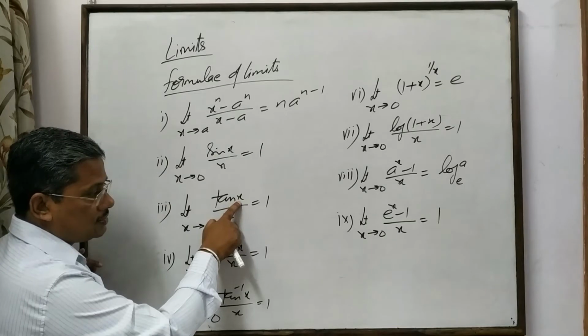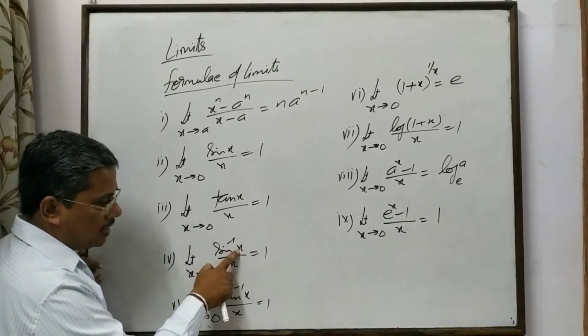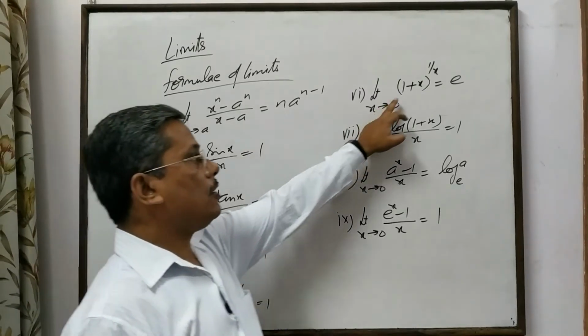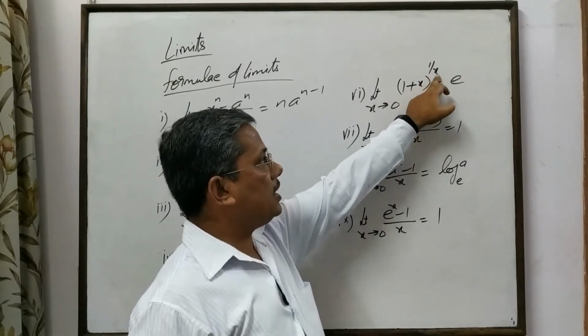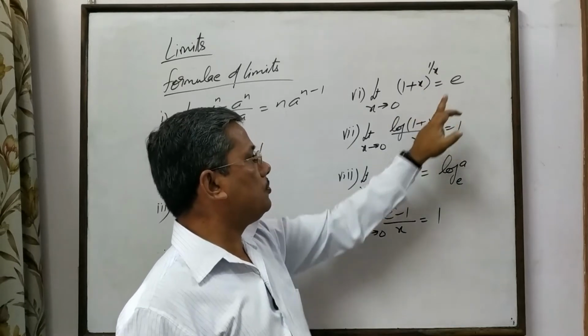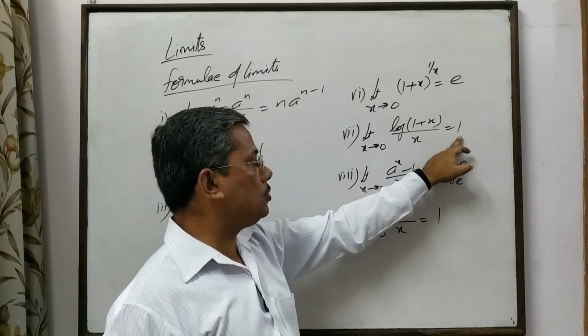of tan x should equal the denominator, and that should tend to 0. Similarly, here x should equal the denominator, and that should tend to 0. Similarly, 1 plus x whole raised to power 1 upon x. Here x and here 1 upon x should be equal, only then it could be equal to e. Here x and the denominator should be equal, and that should tend to 0, only then equal to 1.